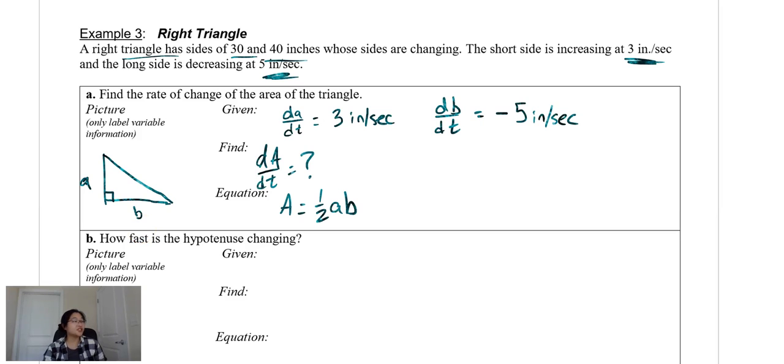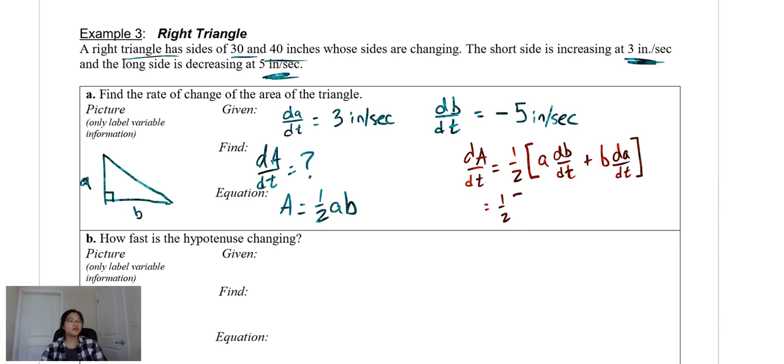So how do we find the rate of change of this area of our triangle? Well, dA/dt is going to be equal to 1/2. And then we product rule, right? So I'm going to put parentheses because otherwise I'm going to forget. A dB/dt plus B dA/dt. And then we substitute. So we have 1/2. A in this case is 30. 30 times dB/dt, which is negative 5, plus B, which is 40, times dA/dt, which is 3.